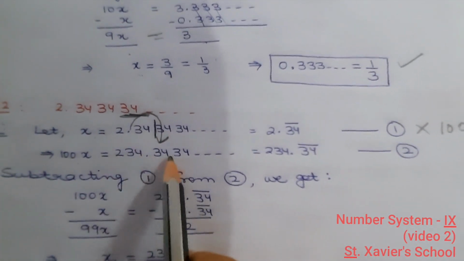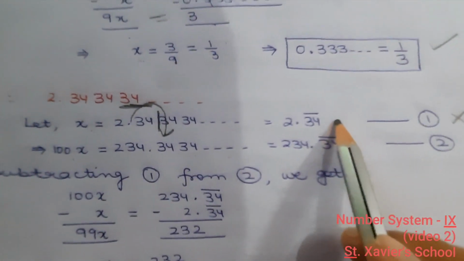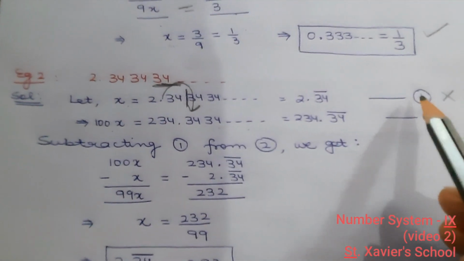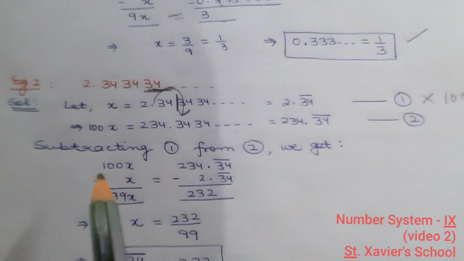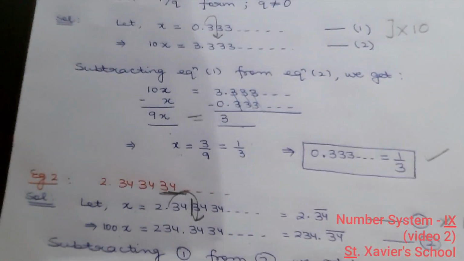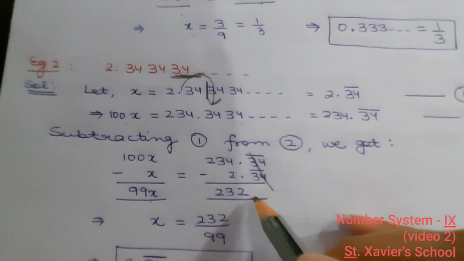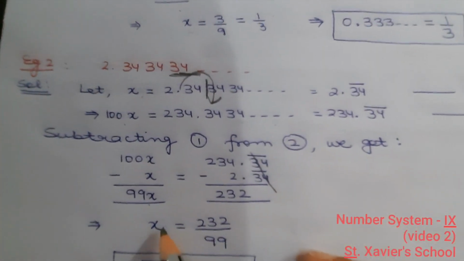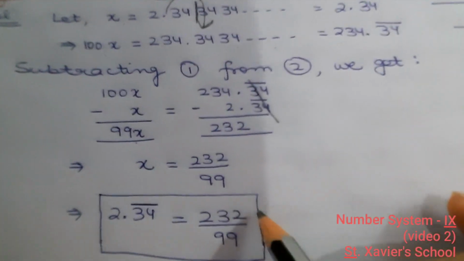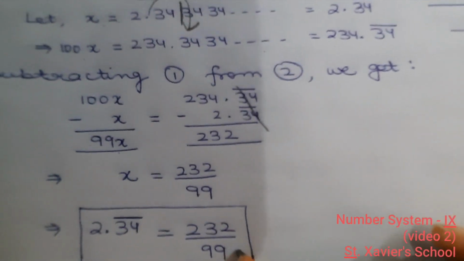So 234.3434 and so on. In other words, I can put it as 2.34 bar and 234.34 bar. Same steps, we shall subtract equation 1 from equation 2. This will be 99x. This 34 bar and 34 bar will get cancelled. 234 minus 2 gives you 232. Likewise, x will be 232 upon 99. Since there is no common factor of 232 and 99, the answer will be like this only.